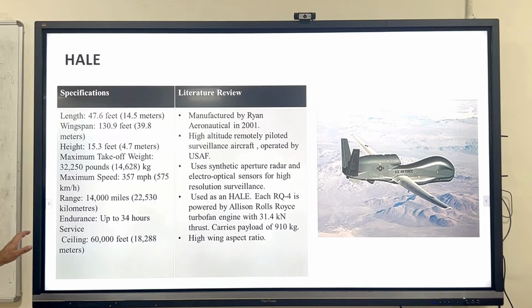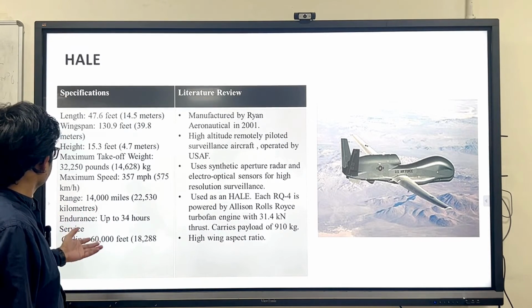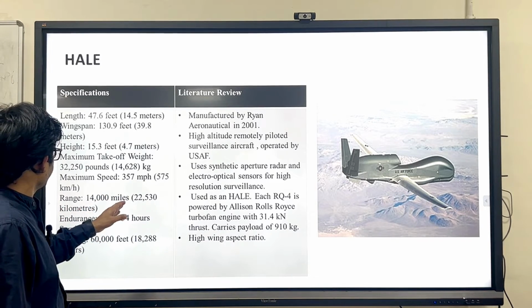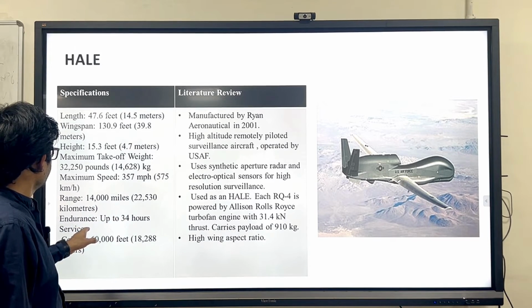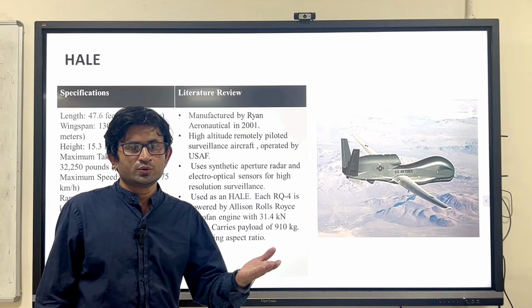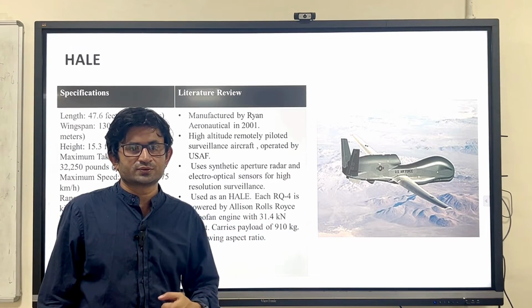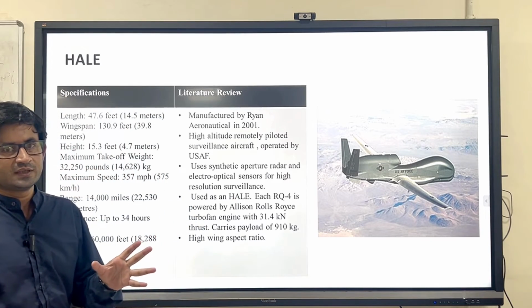If we take a high altitude long endurance UAV, then you can see the ceiling is 60,000 feet. Okay, it can fly at 60,000 feet, and endurance is more than 30 hours. It is 34 hours endurance, and it can cover 20,530 kilometers. Okay, so it can go to the US, and then it can come back also. So that kind of range it has.